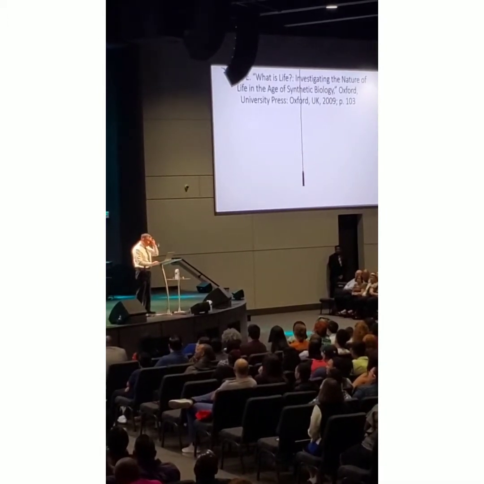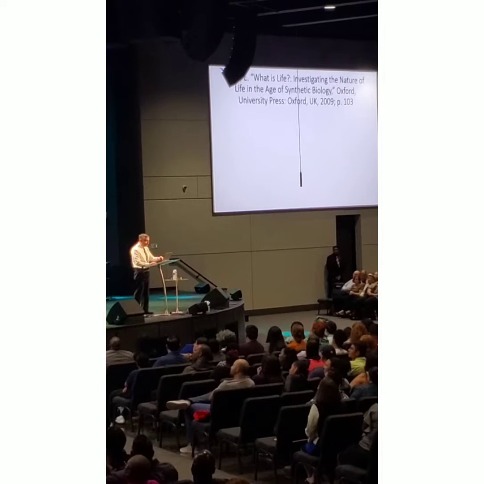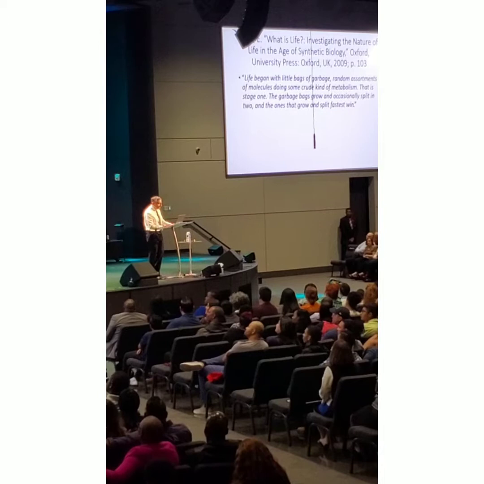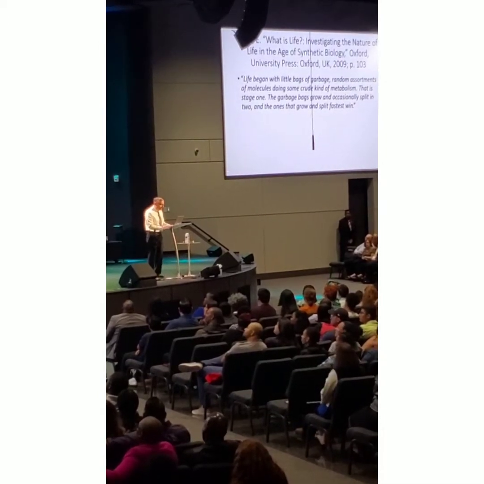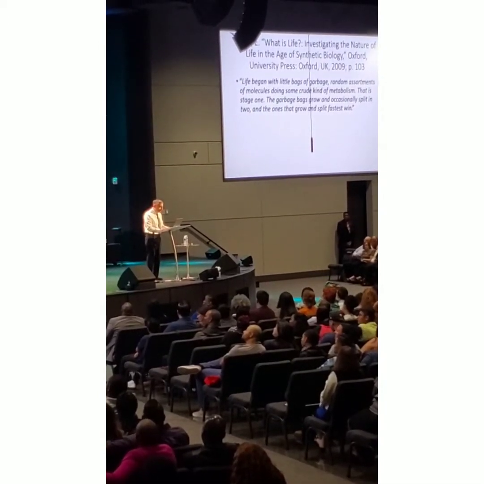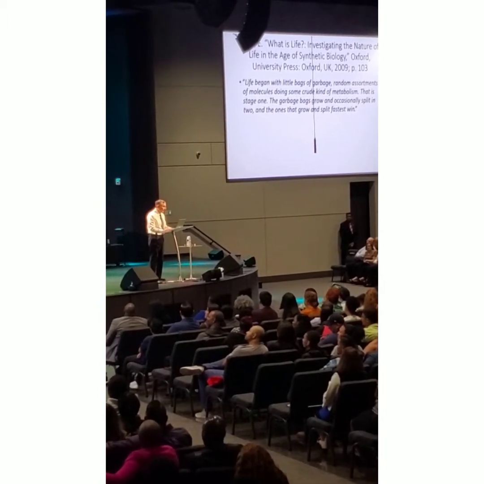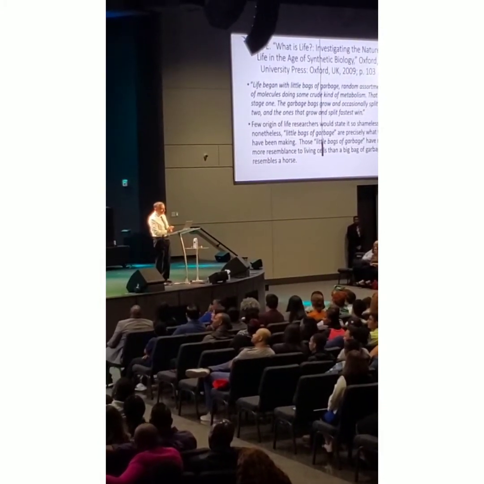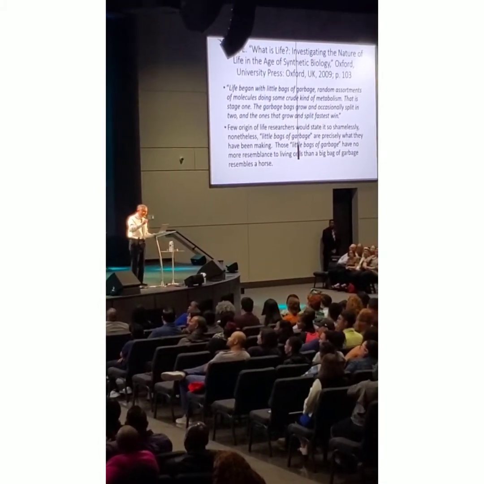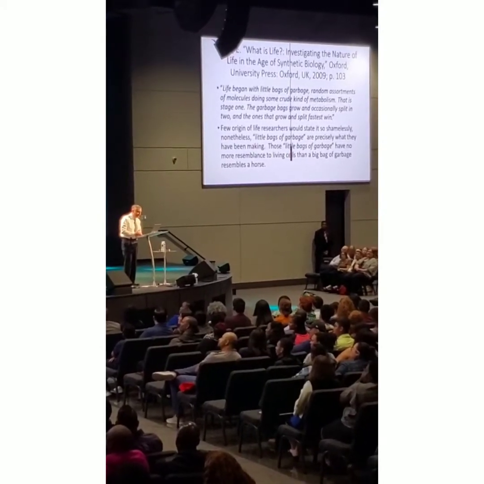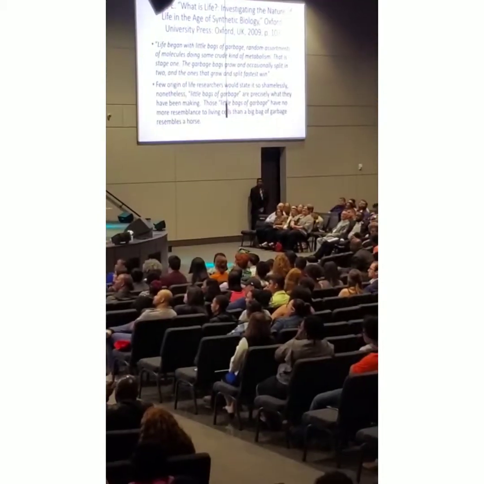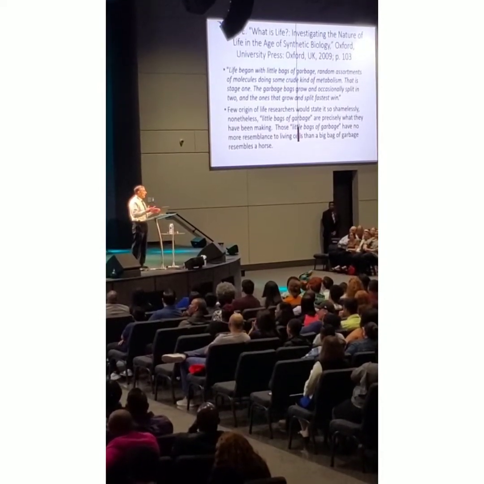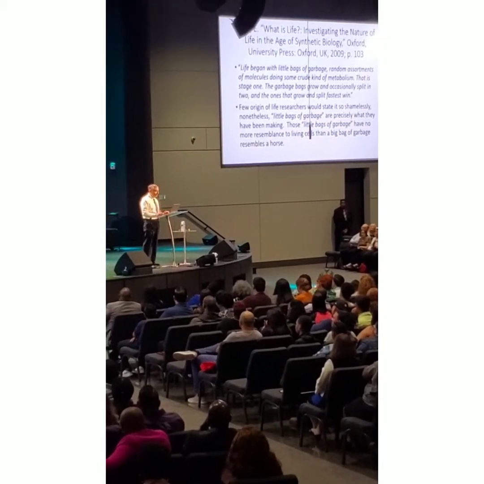So this is the kind of thing that is written for our children in school. Life began with little bags of garbage, random assortments of molecules doing some crude kind of metabolism. That's stage 1. The garbage bags grow and occasionally split into 2, and the ones that grow and split the fastest win. Huh? Few origin of life researchers would have stated it so shamelessly. Nonetheless, the little bags of garbage are precisely what they've been making. Those little bags of garbage have no more resemblance to living cells than a big bag of garbage has to resembling a horse. This is a bunch of nonsense, and this is what we fill our high schools with.